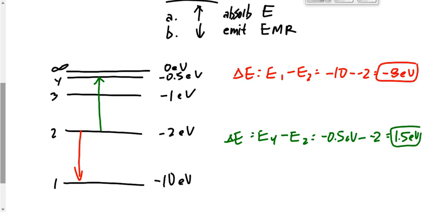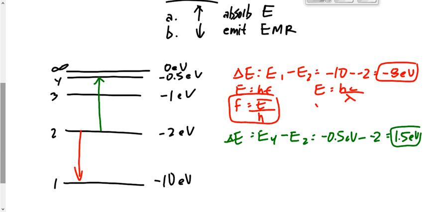And if you wanted to find the frequency of the EMR or the wavelength, we just say E is equal to hf, or we'd say E is equal to hc over lambda. And the same thing for the other one as well. The difference is the red one would be emitted, and the green one would be absorbed.